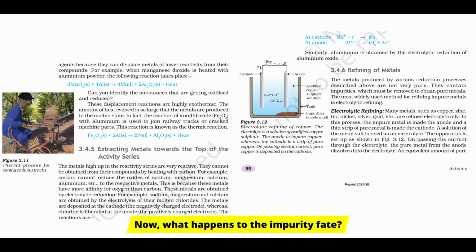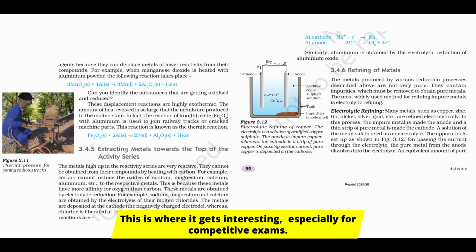Now, what happens to the impurities? This is where it gets interesting, especially for competitive exams. More reactive impurities present in the impure anode, like zinc or iron, if they were there, also dissolve into the electrolyte as ions, but they generally stay in solution because they are harder to reduce than copper ions.